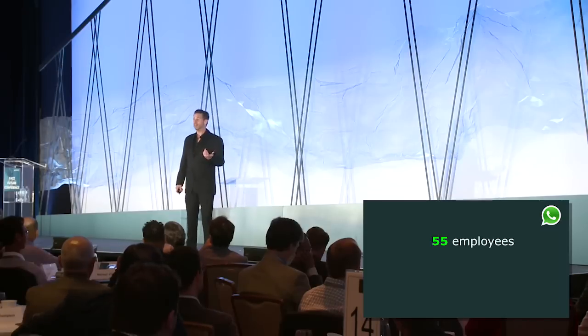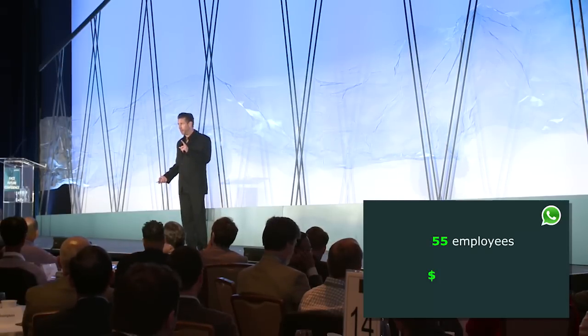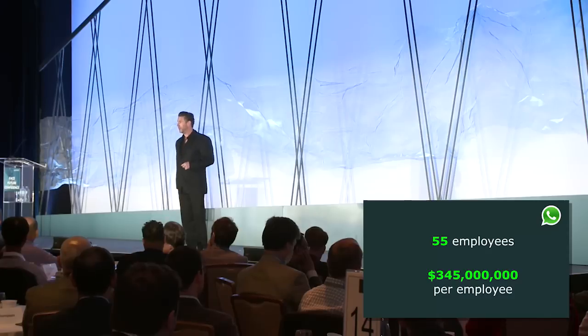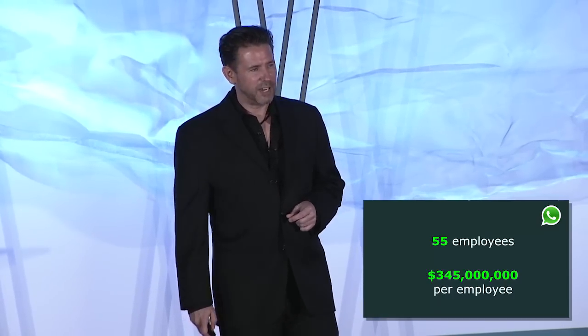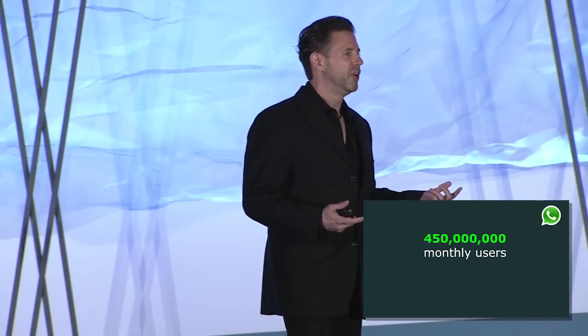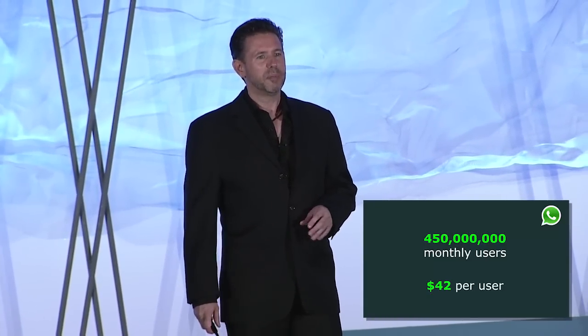One way is that at the time of the sale, the company had 55 employees. By that measure, Facebook paid $345 million per employee. Imagine. Another way to look at it is that at the time of the sale, they had 450 million active monthly users. By that measure, Facebook paid $42 per user. But regardless of how you look at the finance side, it's an awful lot of money, right?